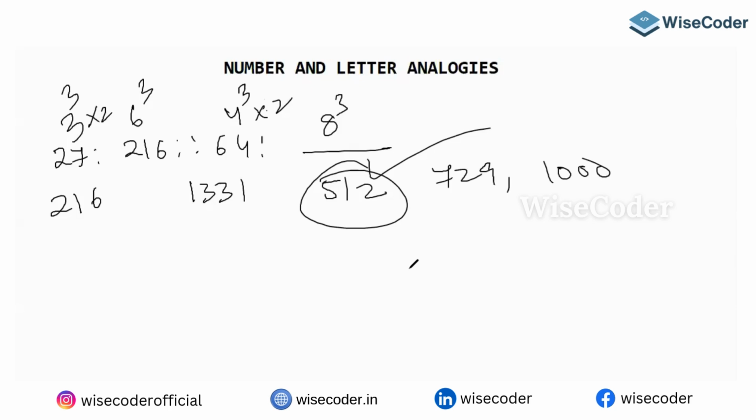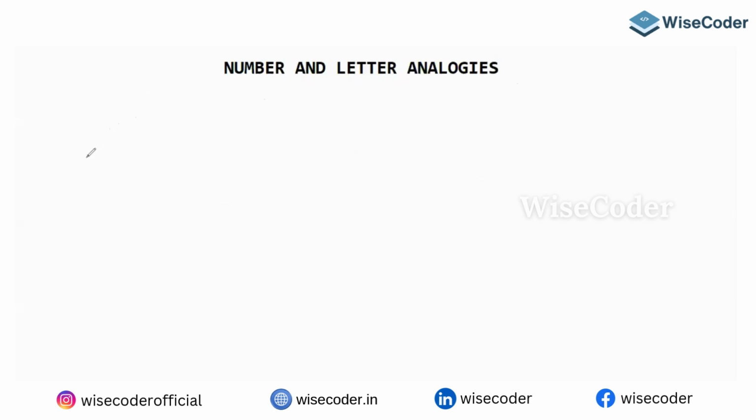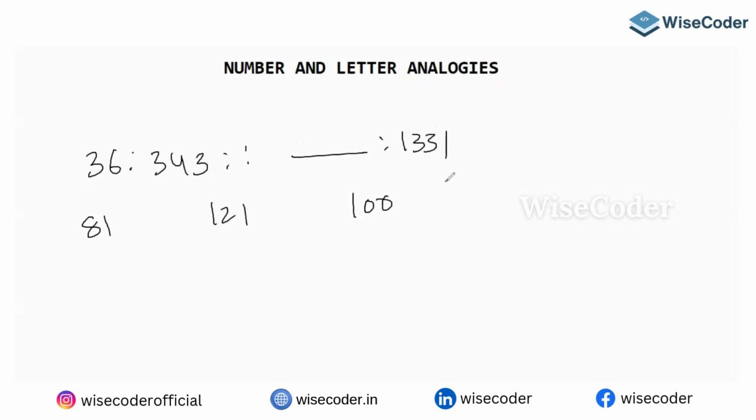Next question. 36, 343, dash, 1331. Your options are 81, 121, 100, 144, 169.